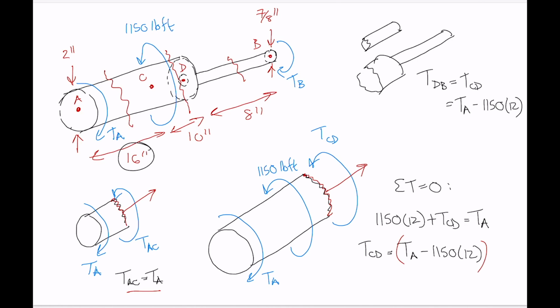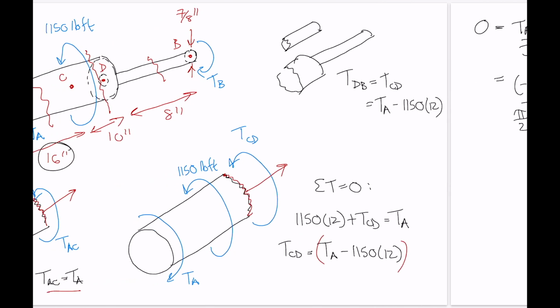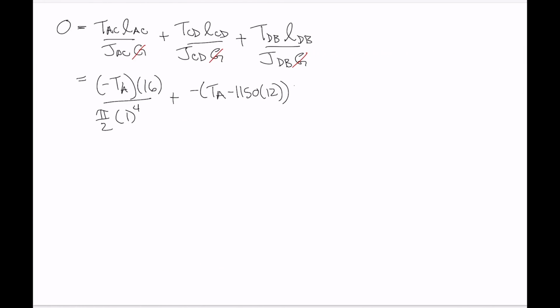So we've got minus TA minus 1150 times 12. Okay, another bracket. And then LCD is just the length of segment CD. That's 10 inches there. So we've got 10. Then divide through, and our J value is exactly the same there because we're still in the larger diameter portion. And then we hit the smaller diameter portion.